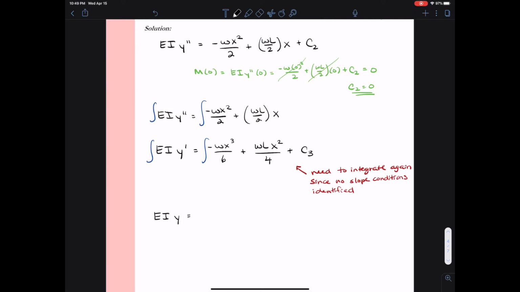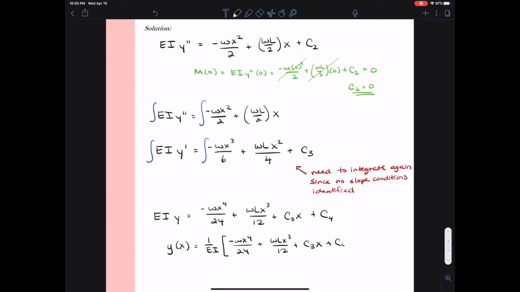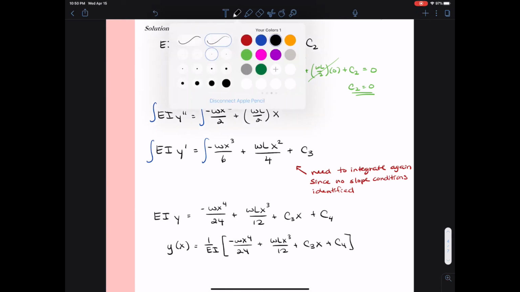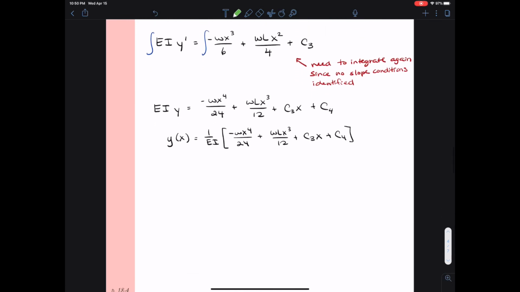All right, so this gives us EIY equals negative omega x to the 4th over 24 plus omega L x cubed over 12 plus C3 times x plus C4. Now I can't just leave it like this. I need to get my constants of integration. If we refer back to our boundary conditions, I had two boundary conditions for my deflection. So using those two boundary conditions, I'll be able to solve for those constants. I want to rewrite my answer in terms of y of x. So this is going to just divide by EI onto the other side. And I get the following answer.